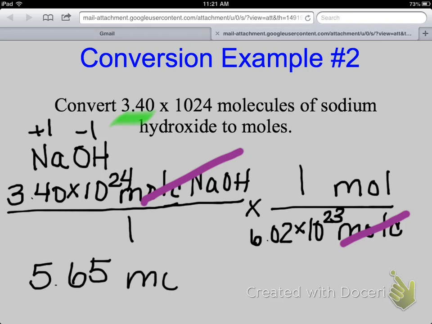We were going to label it. So we have moles. And what do we have moles of? Sodium hydroxide. All right, problem number 2 done. Hopefully you are all set to do your conversions now.